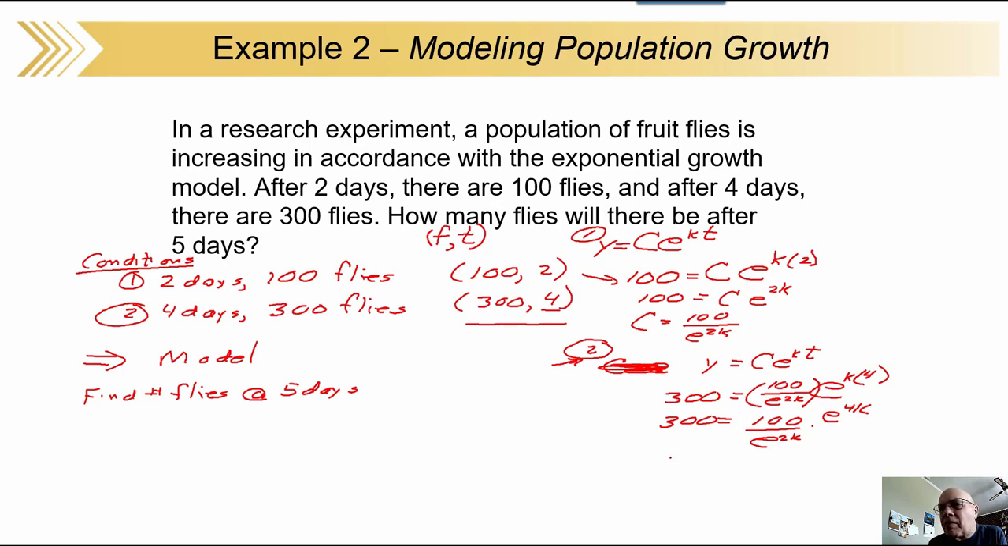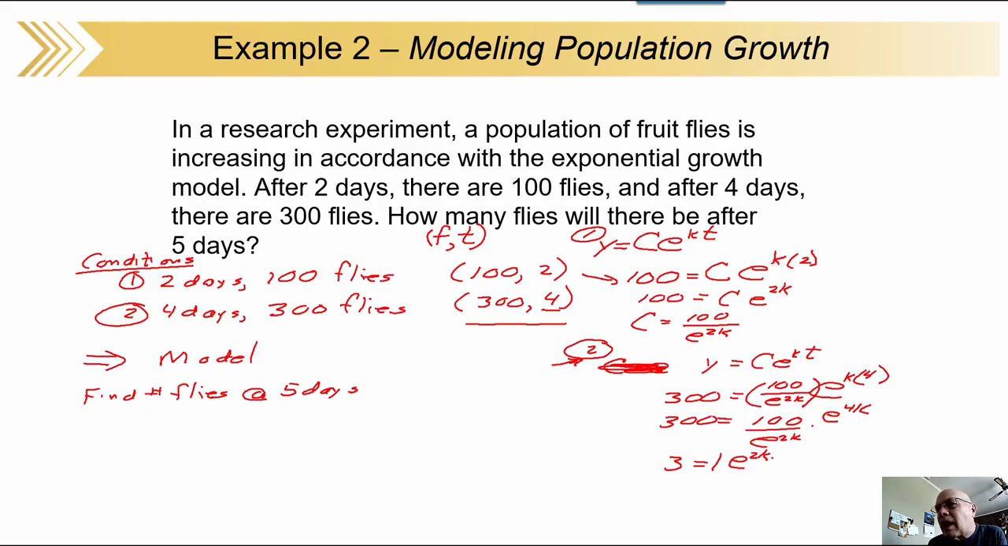That'll give us 3 equals, and then we've got e to the 4k over e to the 2k. We're dividing, so we'll subtract the exponents, and we'll end up with e to the 2k. How do we solve that one? We've already talked about things similar to that.